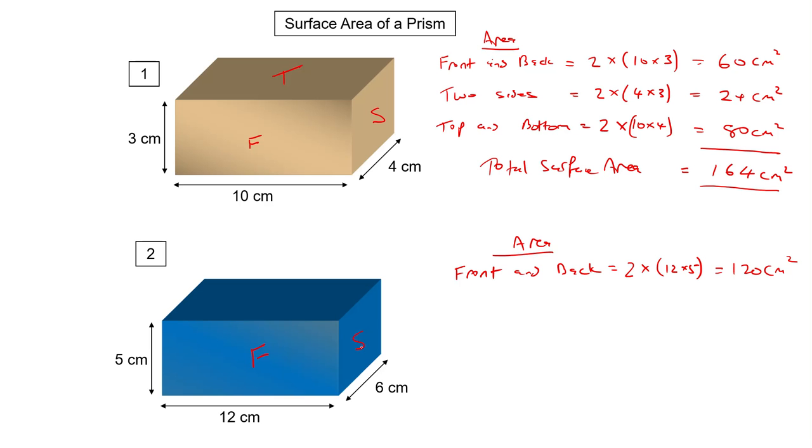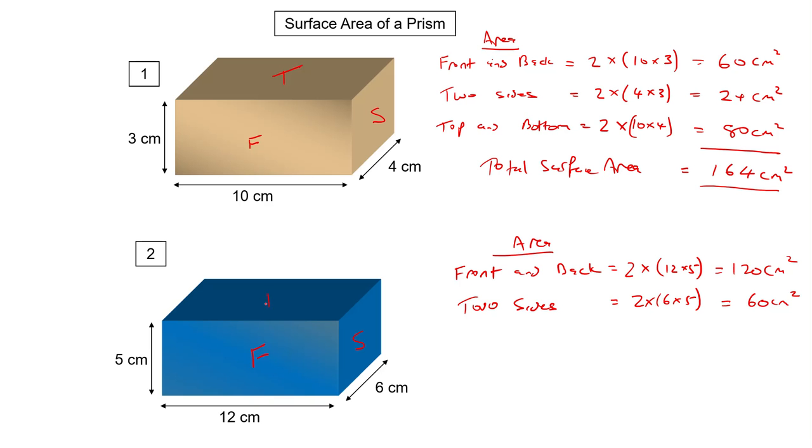Let's do the sides next. So 2 sides is equal to 2 times 6 by 5. So 6 times 5, 2 times 30 is 60. Must always remember to double the answer, because there's a temptation to forget that we're doing the opposite side.